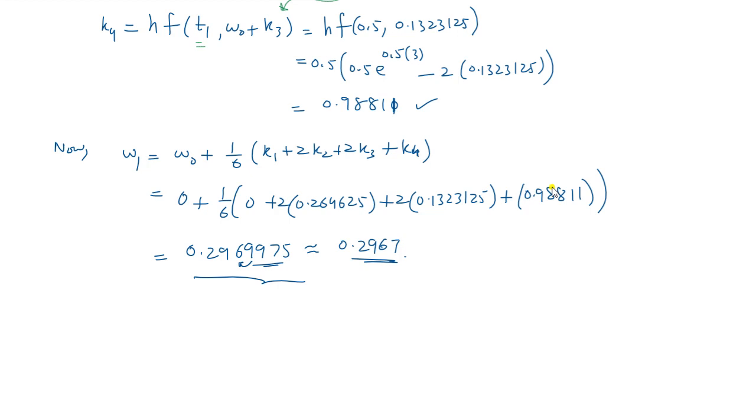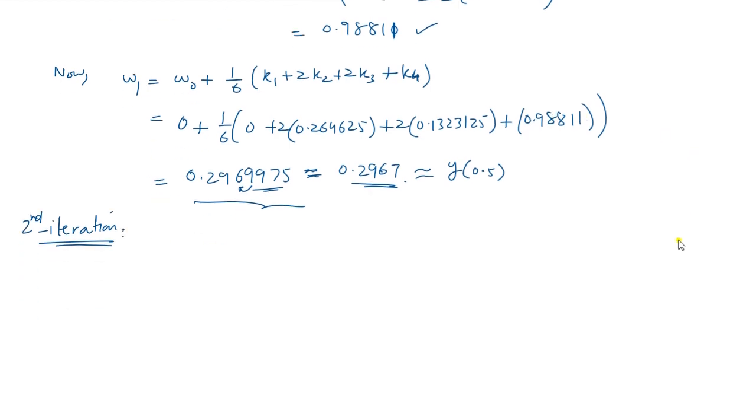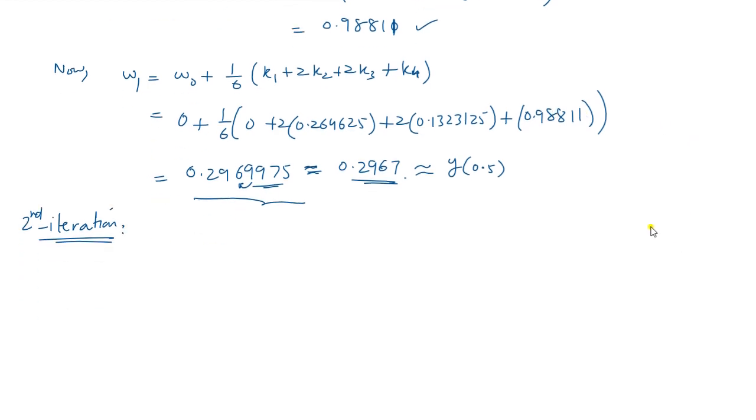So this is the approximation to y at t1, which is 0.5. So w1 gives you the approximation at y1. Okay. Now I will write y1. So for the second iteration, you can complete the second iteration.